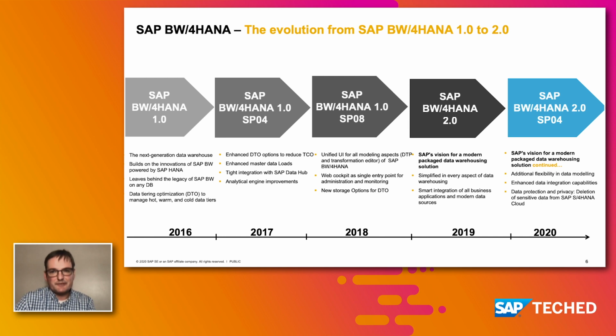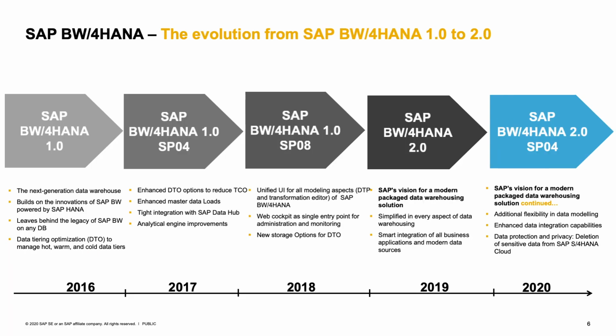Okay, so BW itself has been on the market for quite long, with a history of more than 20 years. BW for HANA is also quite a mature product, started back in 2016, where we took the first and latest version of BW 7.5 and optimized it consequently to run on HANA as a primary database. In parallel, we already introduced new technologies which were available at that time, for example, data tiering optimization, and made it available for BW for HANA 1.0.